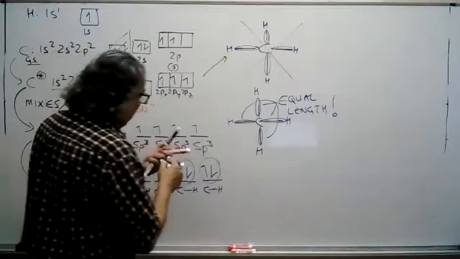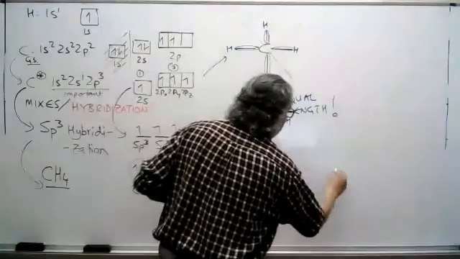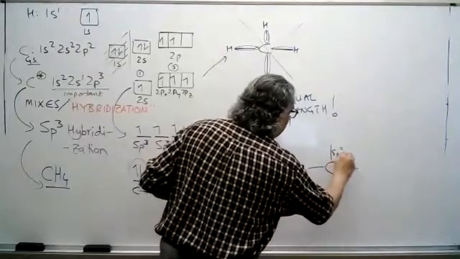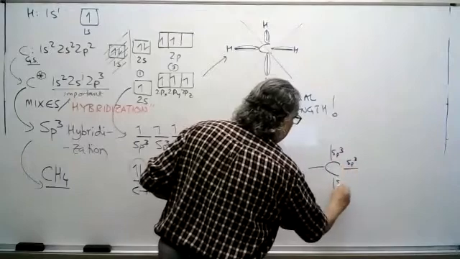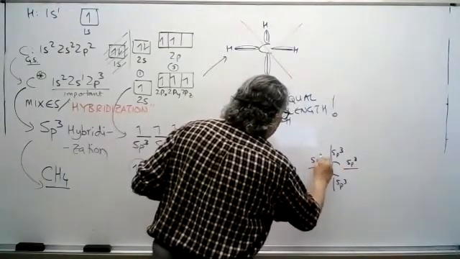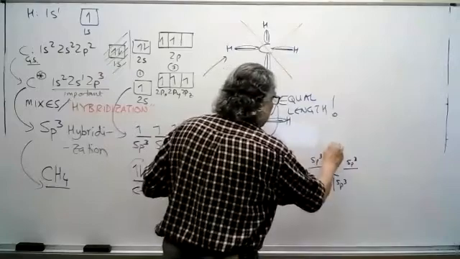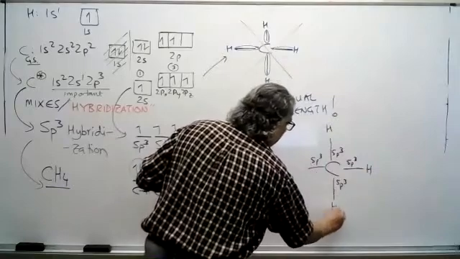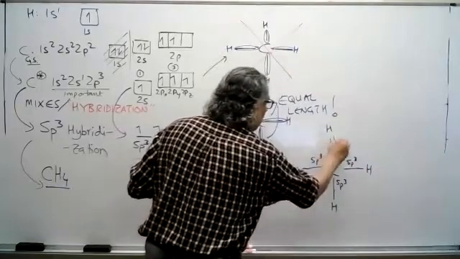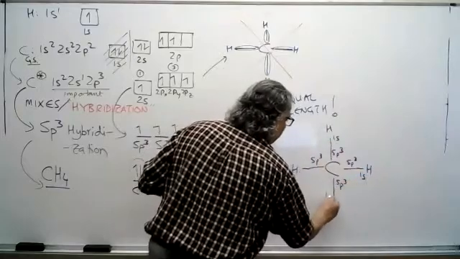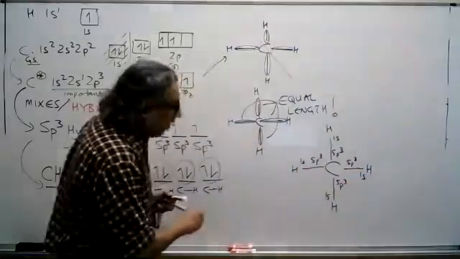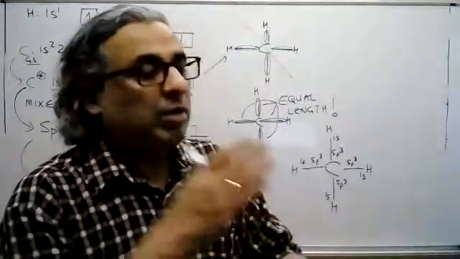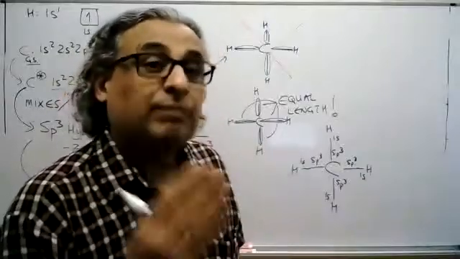So I'm going to just redraw the molecule using the purple color. This is sp3, sp3, sp3, sp3, hydrogen, hydrogen, hydrogen, and hydrogen. That's 1s, that's 1s, that's 1s, and that's 1s. And all the bonds are identical to each other. This molecule is super uniform, with perfectly identical size of the CH bonds.